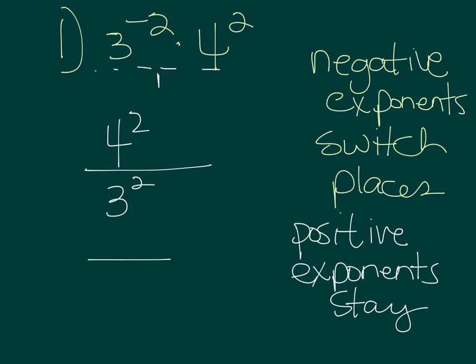You're going to go ahead and multiply it out. And we get 16 over 9. And you always want to check to see if it reduces, which it does not. So your example number 1 is 16 ninths. Okay. Practice problem number 2.